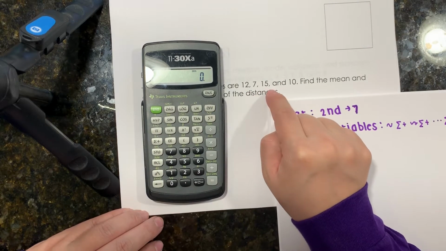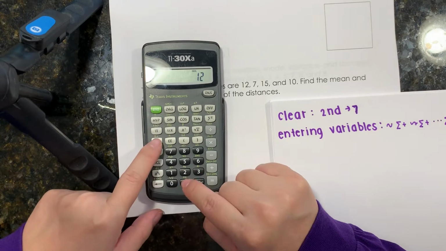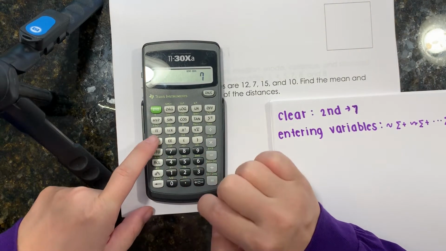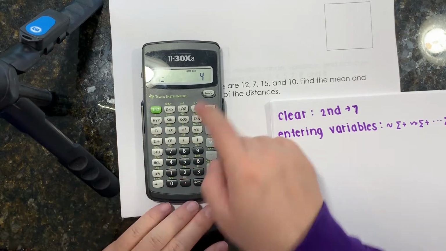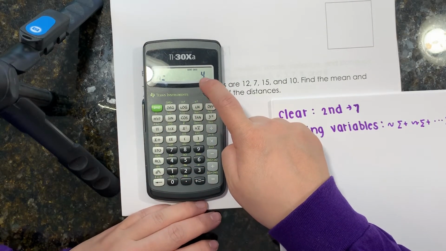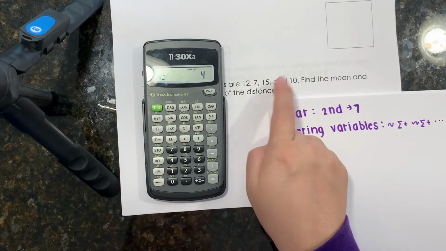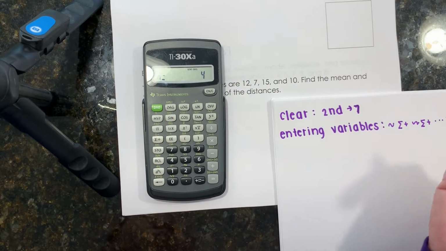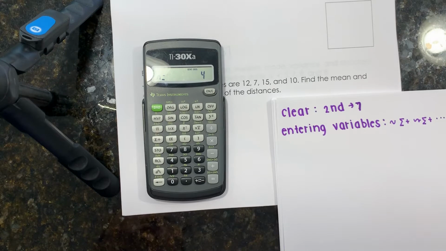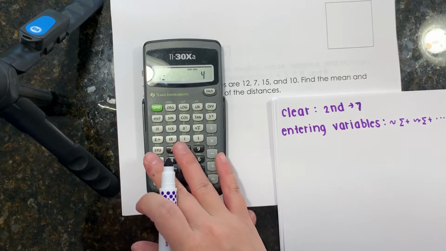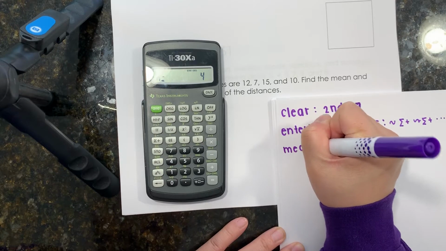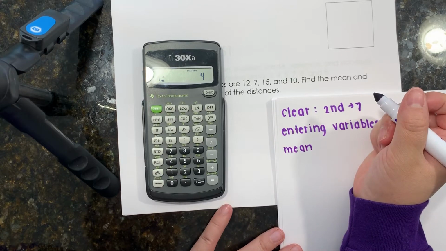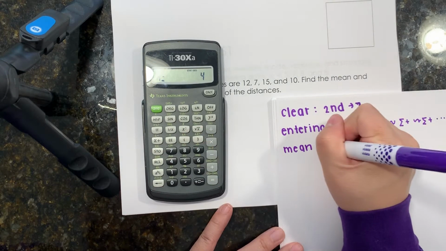So I'm going to look at this right here. I'm going to do 12, E plus, 7, E plus, 15, and then 10. At the end, it says that there are 4 variables entered into the calculator. I count 4 variables, so I know that I've hopefully entered them correctly. Then to find the mean, once you've entered in all of your variables, we are going to be using the second x squared button.